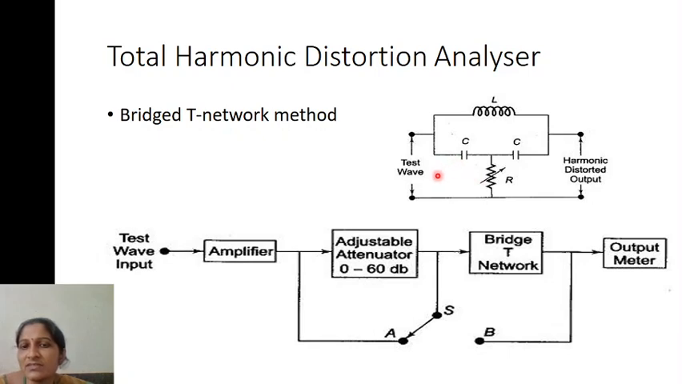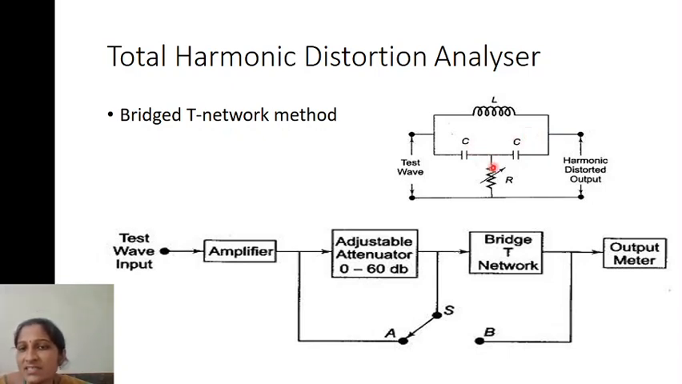Okay, so if you give a test wave here for which you need to measure the harmonic distortion, that test wave is passed through the LC filter, and this LC filter will allow only the frequencies which are higher than the fundamental, that is, everything except the first harmonic.